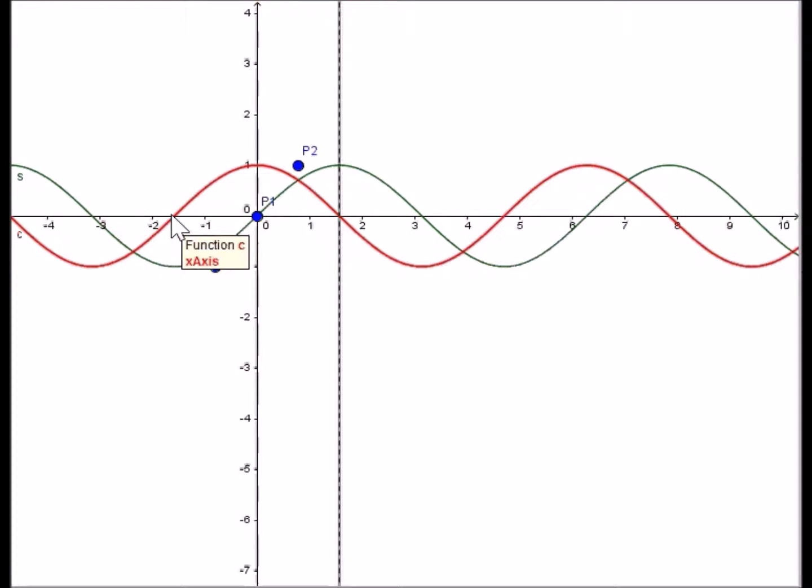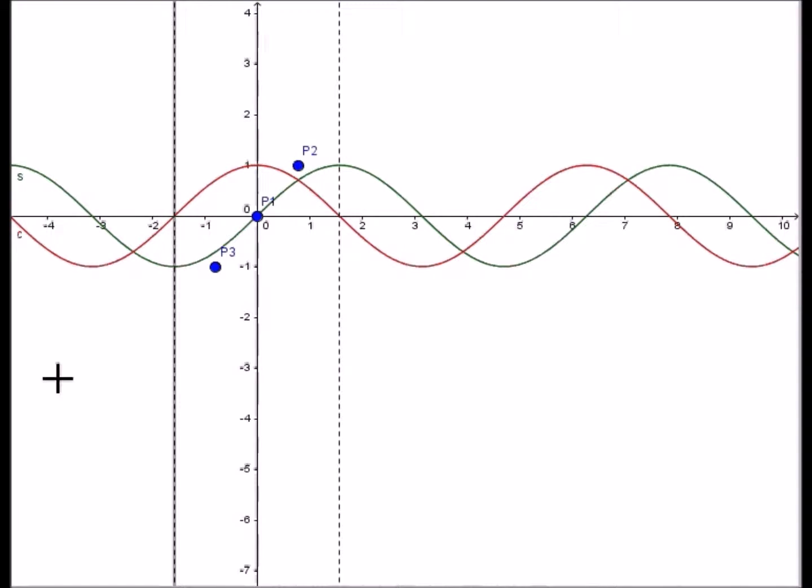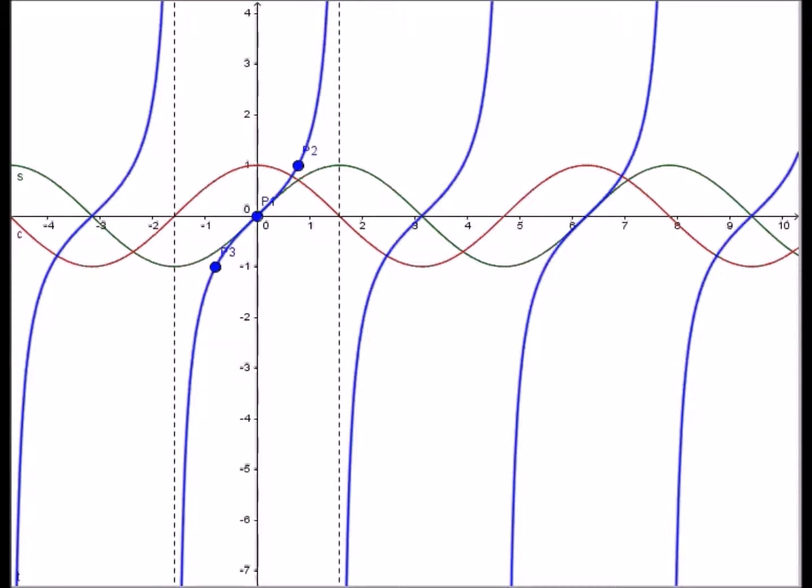Similarly, over here, sine is minus 1, but cosine is 0. So slightly to the right of minus pi over 2, I will get values of tangent that are very large and negative. So there's also an asymptote at minus pi over 2. In between, tangent is very large here, goes through these 3 points and becomes very large and negative. And the pattern repeats itself because the function is periodic.